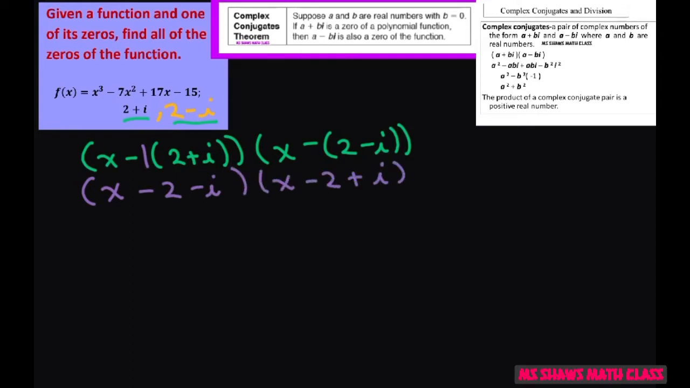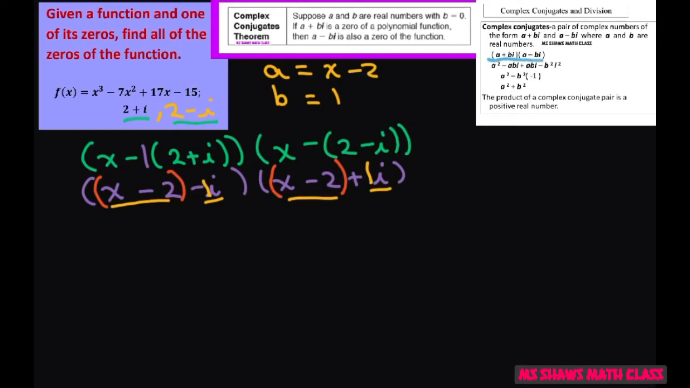I'm going to use the associative property, basically moving my parentheses around here. Now looking at this, these two are the same, so I'm going to call that a. These two are the same, and the coefficient is 1. So I'm going to call this b equals 1. So b is 1. And I'm using my complex conjugates and division part.